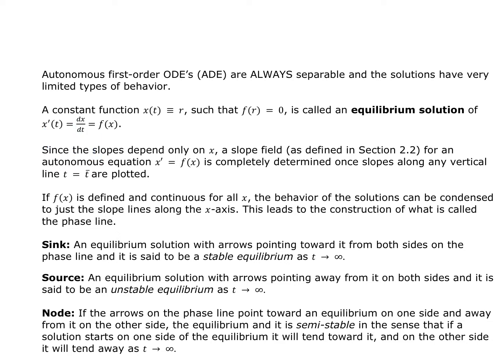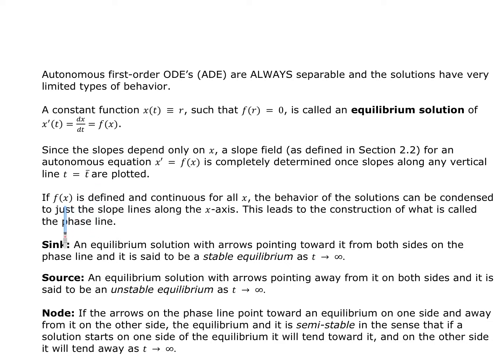f of x. Since the slopes only depend on my dependent variable, which is x, or y if I have it as a function of y, a slope field, as defined in our previous section 2.2, for an autonomous equation is completely determined once the slopes along any vertical line t equals t bar are plotted. So in other words, all I really have to do is find my values along my dependent axis, and everything else will be copied left to right.